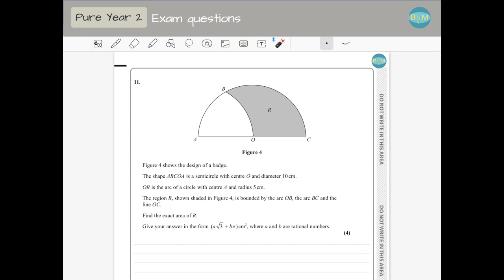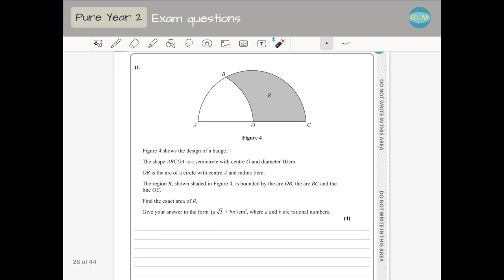Hello, this is question 11 on your June 2024 Edexcel paper 1. And we have the design of a badge. It's this one. We have a semicircle, center O, diameter 10. OB is the arc of a circle, this one, radius 5 and center A. So this is the arc from here.